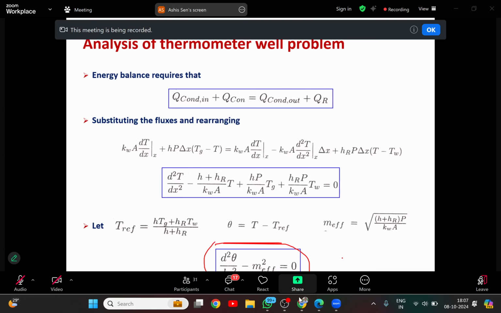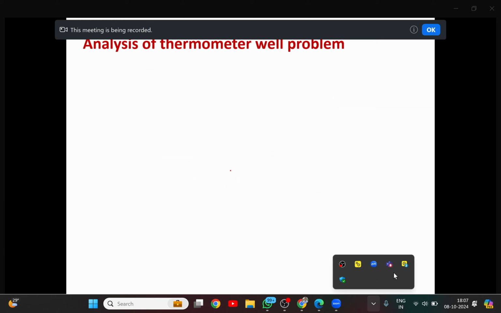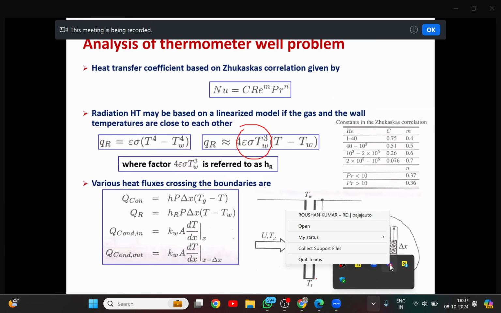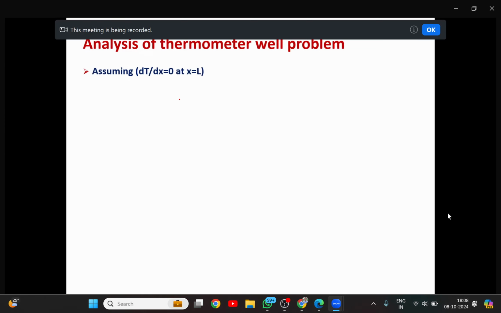So you need a boundary condition. When you go to x equal to L, that means at the tip here, the temperature variations are negligible. So you say that dT/dx at x equal to L is 0. It's very close to the hot gas and the temperature variation will not be significant.